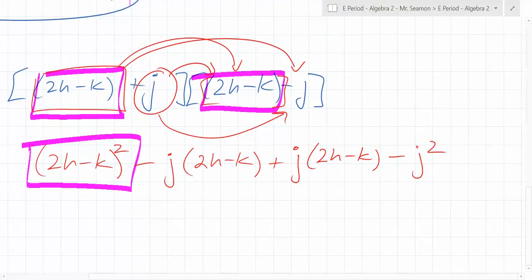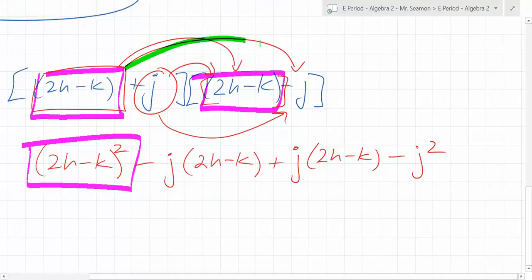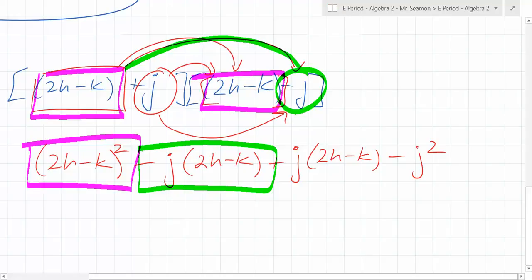Next, I multiplied that first purple rectangle by negative j. What does that become? Negative j times that. You see where that came from? Negative j is right here. I put it in front of this. And stop. Do not multiply stuff out unless you have to.